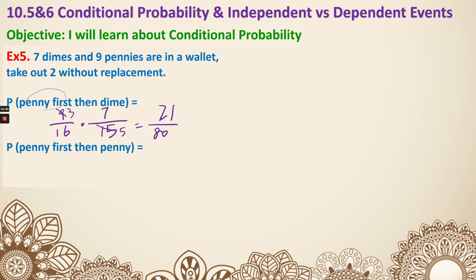The second part, penny first and then penny. So 9 out of 16, that's penny. Someone picked out the penny already, so it's now out of 15. And instead of having 9, we have 8 of them. That's 1, that's 2, that's 3, that's 5. That's example 5.